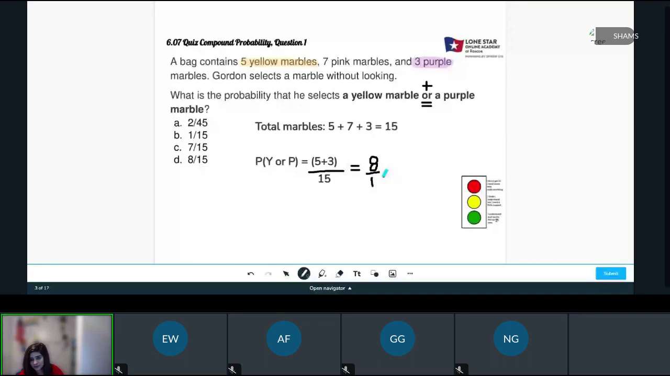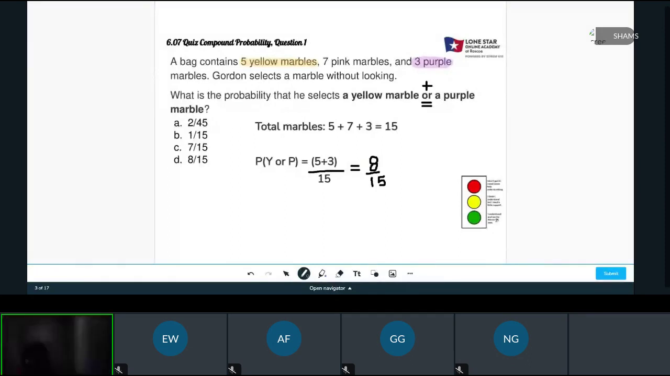The word or in probability represents addition. Nina, you are absolutely right. Are there any questions? Does it make sense? The correct answer is answer choice D, 8/15.